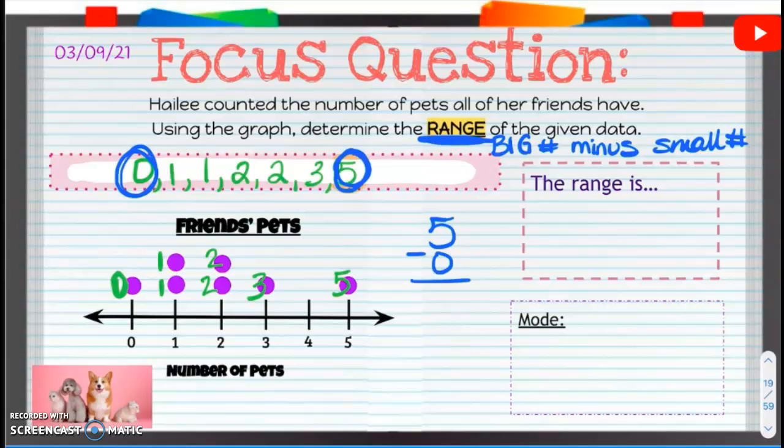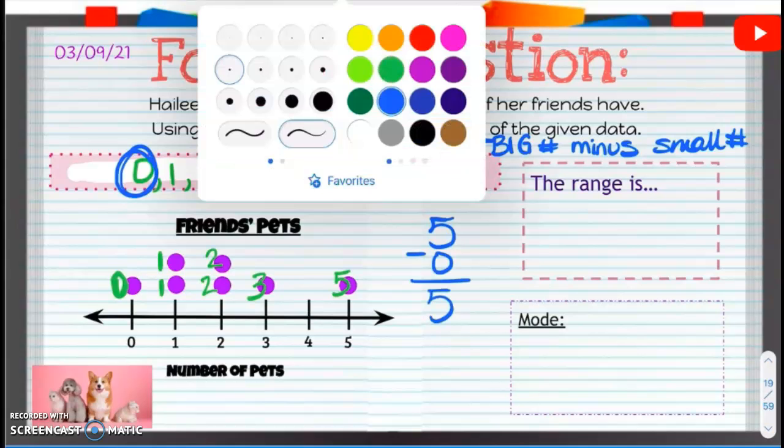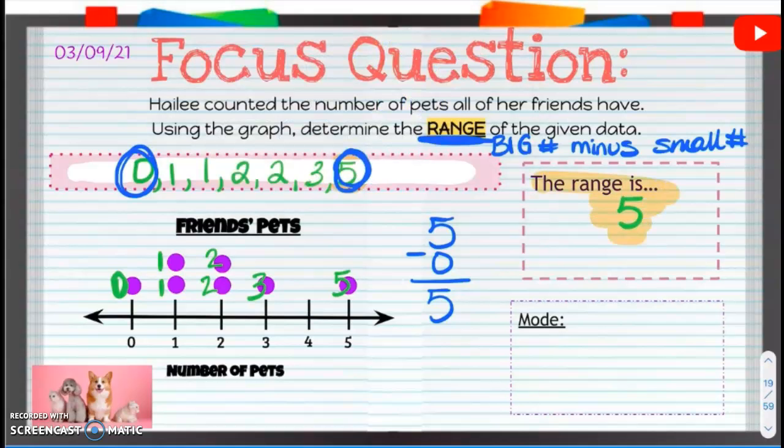0 is part of our data. So our range is going to be 5. So our answer is 5. And that is it for the range.